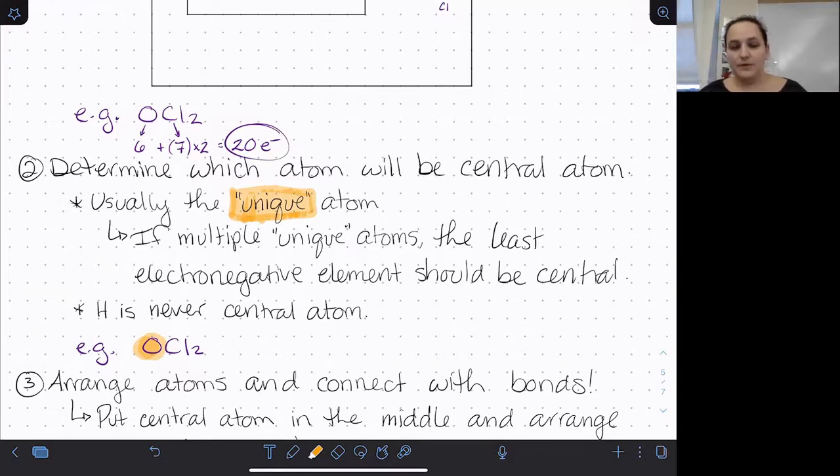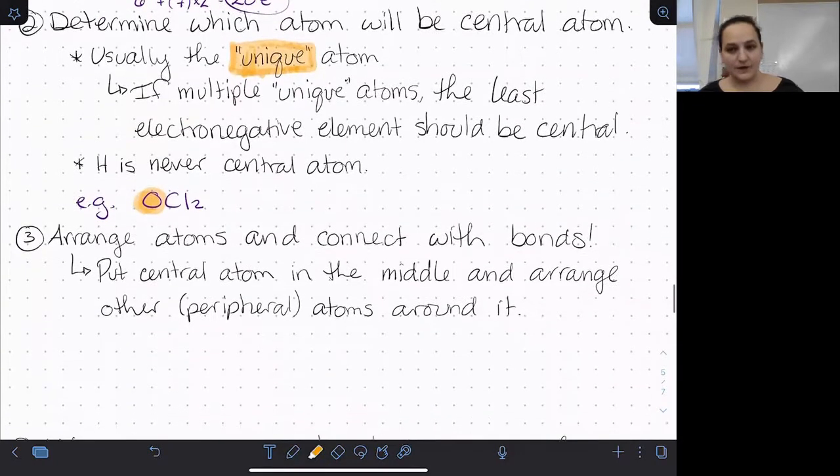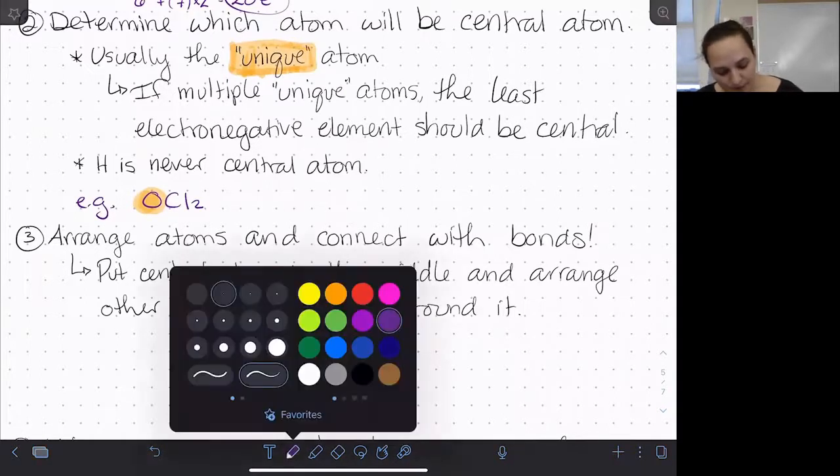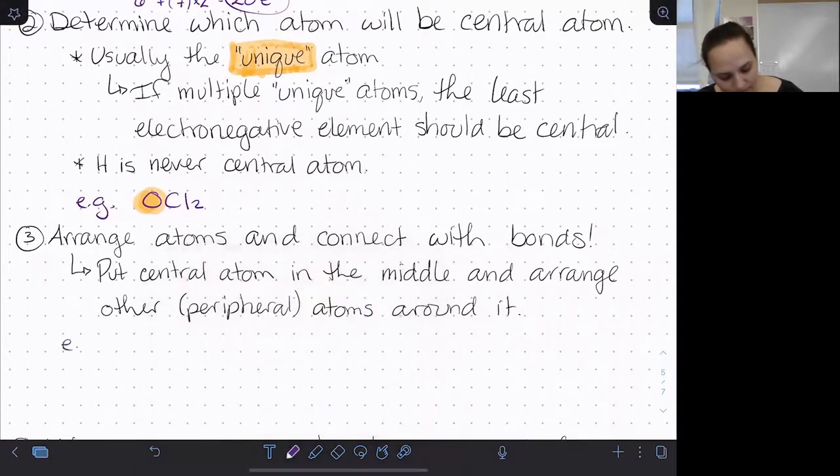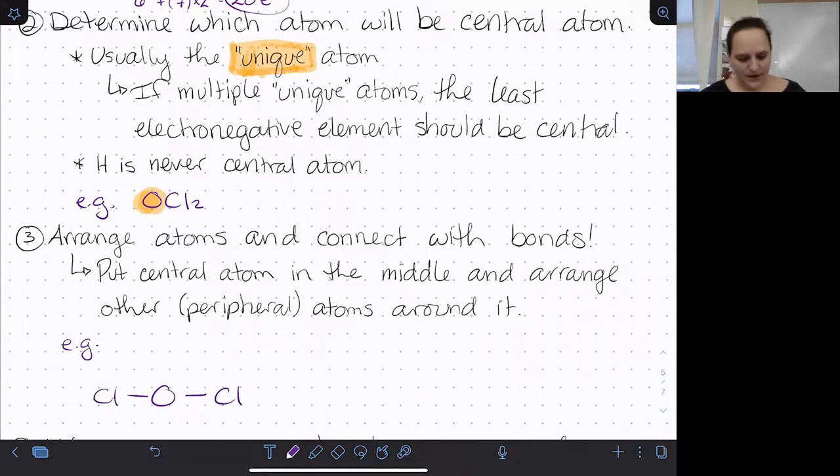So for this example, we can pretty easily identify oxygen as our unique atom, so that's going to be the one that we put in the middle and connect everything else around that. And then the next step is to actually do that, to arrange our atoms and connect them with bonds. So we're going to put our central atom in the center. We're going to put a bond to a chlorine on one side, a bond to the other chlorine on the other side, just to kind of set up our skeleton and start connecting things a little bit.